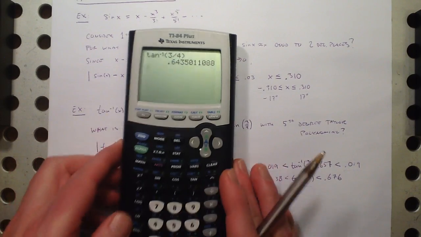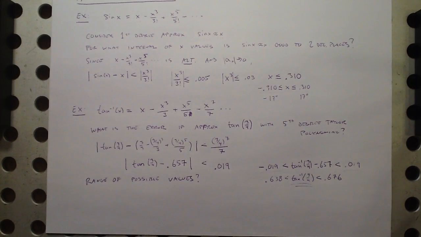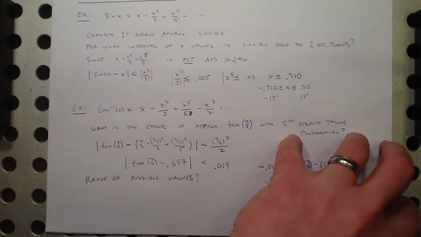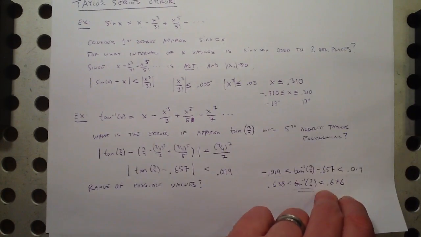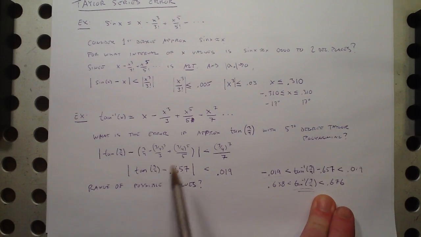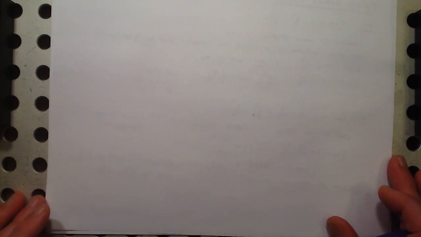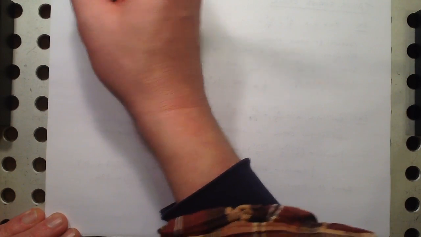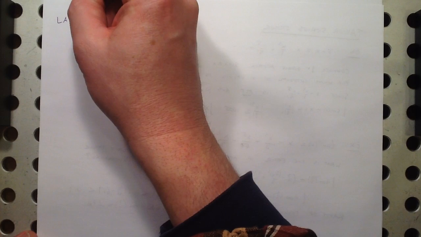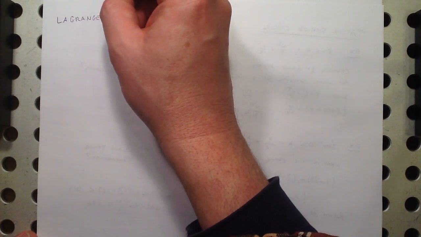So you can do alternating series error just like we did when we were doing series. It's just that you're plugging in an x value now, and it makes this look maybe a little bit different. Now, what if the series is not alternating? If the series is not alternating, then there is something we can use that's called the Lagrange error bound.